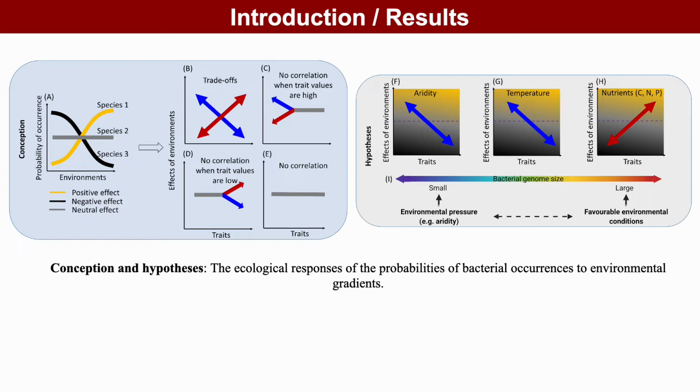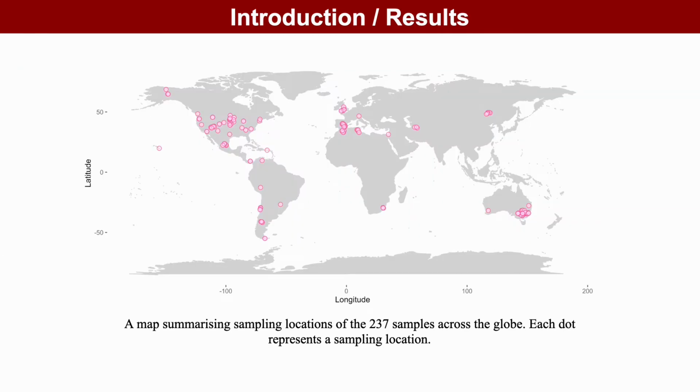In this study, we aim to investigate whether genome size could mediate effects of environmental gradients on bacterial occurrences at the global scale. To test the above hypothesis, we analyzed bacterial communities of soil samples collected from 237 locations across the globe, covering different ecosystem types and diverse environmental gradients, such as soil aridity, nutrients, and air temperature.